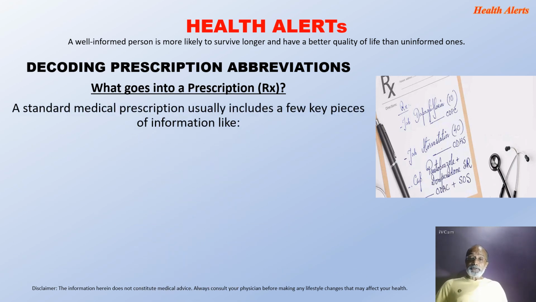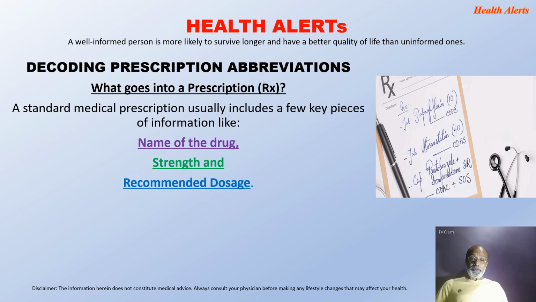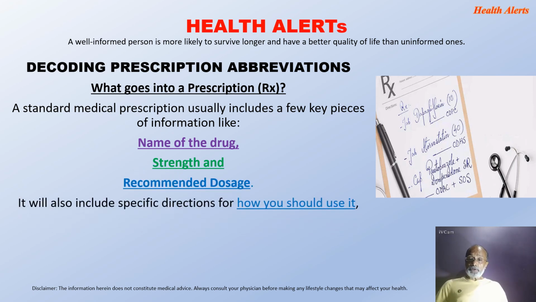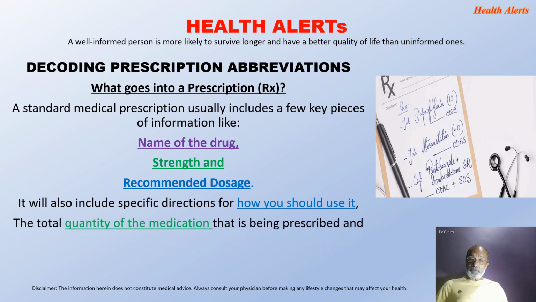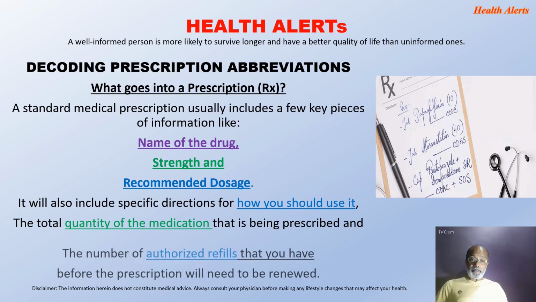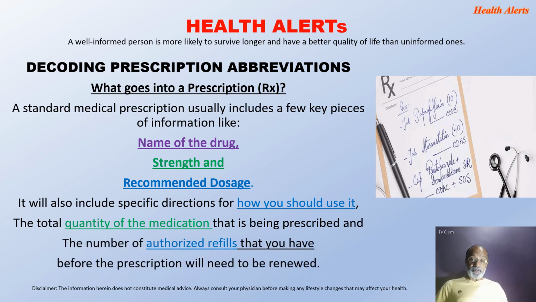A standard medical prescription usually includes a few key pieces of information like name of the drug, strength, and recommended dosage. It will also include specific directions for how you should use it, the total quantity of the medication that is being prescribed, and the number of authorized refills that you have before the prescription will need to be renewed. By refills I mean one prescription for how long you can use it before you go to a doctor to consult for a change in the prescription.